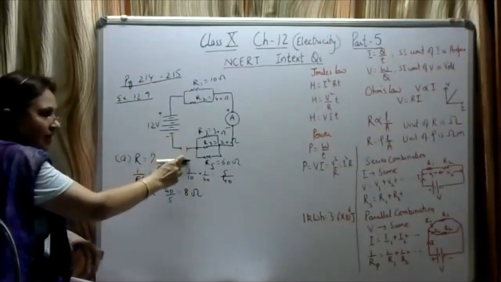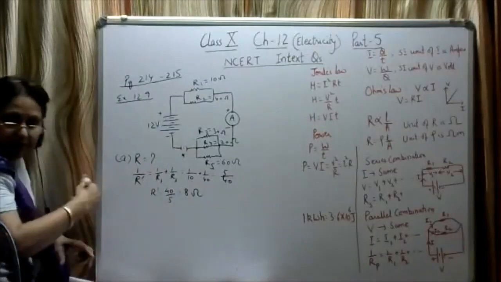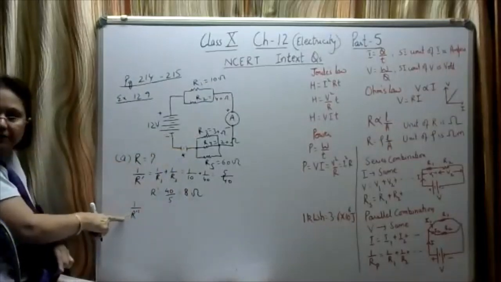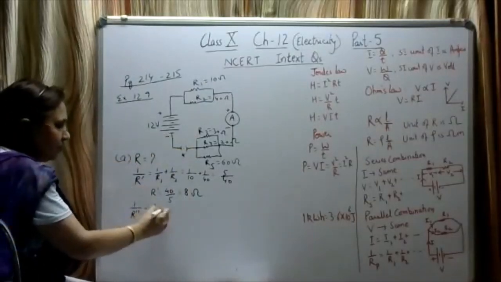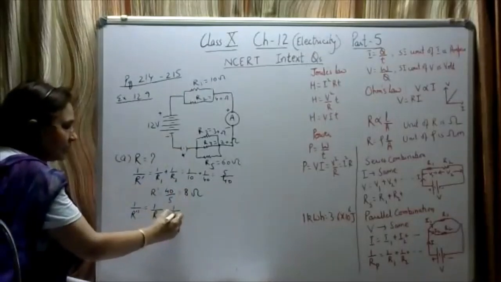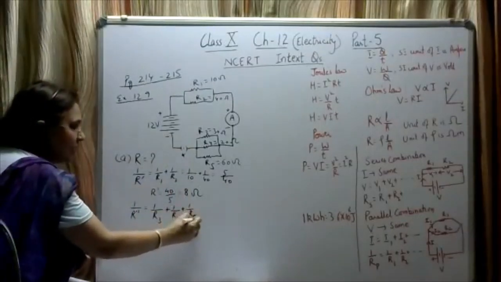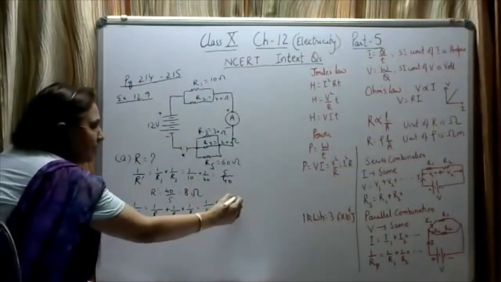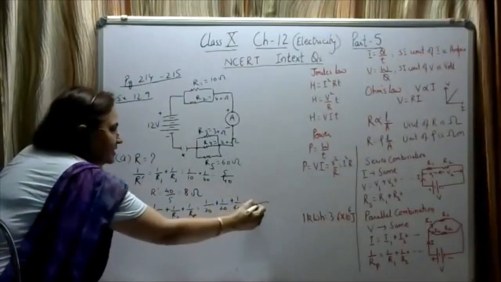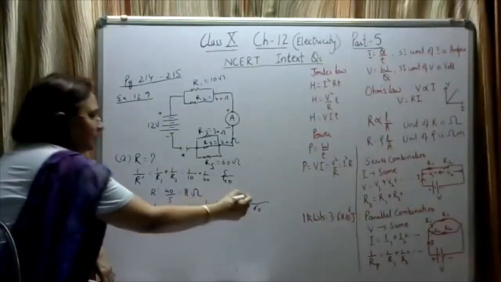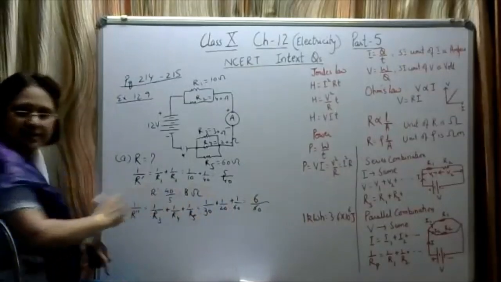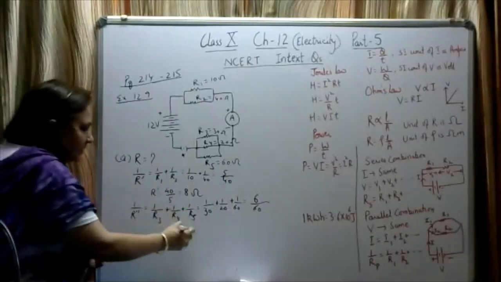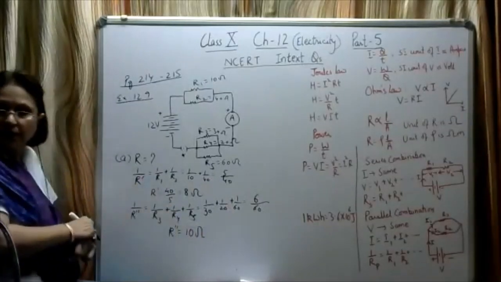Similarly, R3, R4 and R5 are also connected in parallel, because the current flowing through them is different. Let the equivalent of R3, R4 and R5 be R double dash. So 1 upon R double dash will be equal to 1 upon R3 plus 1 upon R4 plus 1 upon R5. Substituting the values, 1 by 30 plus 1 by 20 plus 1 by 60. Taking the LCM, which is 60, the numerator is 6. So 1 upon R double dash is 6 by 60. Hence, R double dash will be equal to 60 upon 6, that is, 10 ohms.